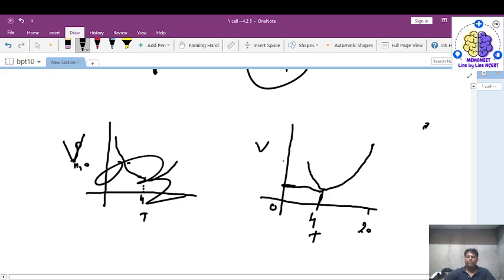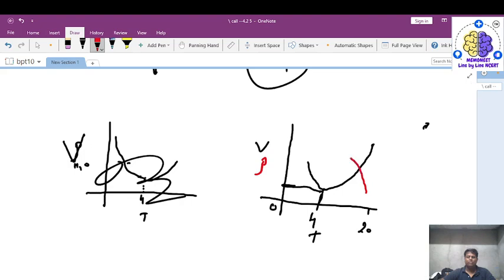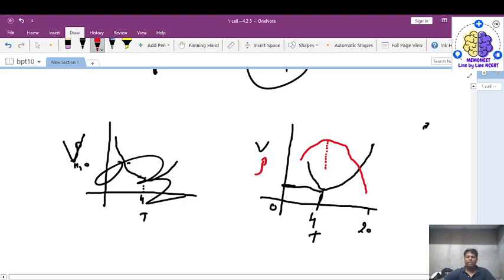On the other hand, if we draw the curve for the density of water on the same graph, here the density will increase, increase, and then start dropping. At this 4 degrees centigrade, water will have its maximum density. This will be your rho max, and this will be V minimum. For this minimum volume, it will have its maximum density.